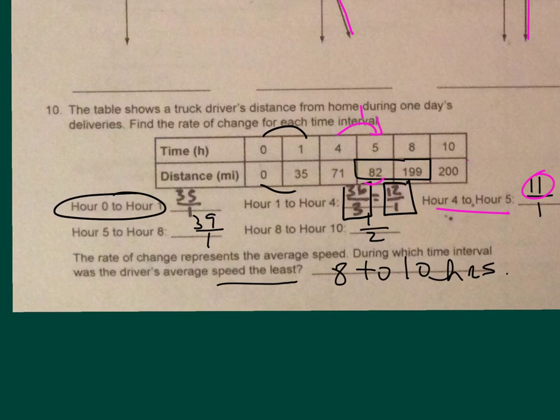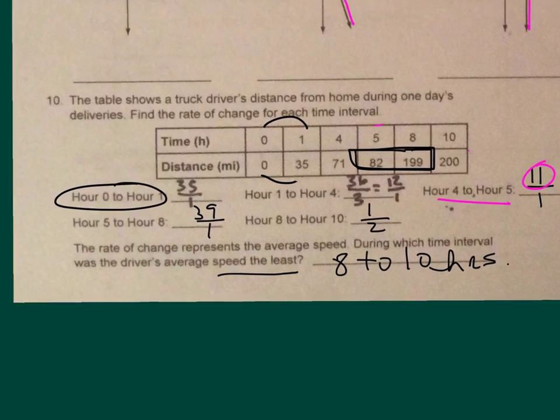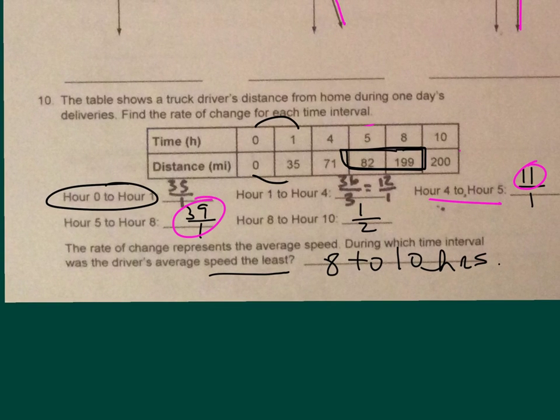Then finally, if I look at 5 to 8, notice from 5 to 8 it goes from 82 to 199. Now, I already have that over here, so 82 to 199 is an increase of 117. From 5 to 8 is an increase of 3. So the rise of 117 over a run of 3 reduces down to 39 over 1, and that's what I put right here, 39 over 1. And then finally, the distance is 1. The run is 2, so 1 over 2 happened to be from 8 to 10 hours.